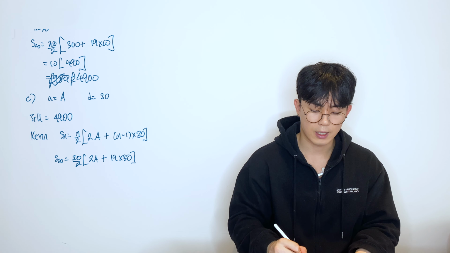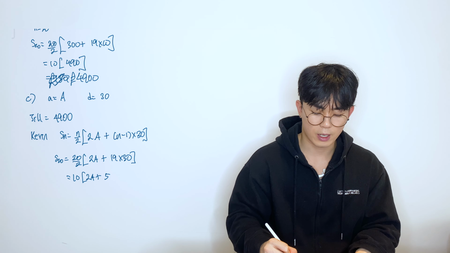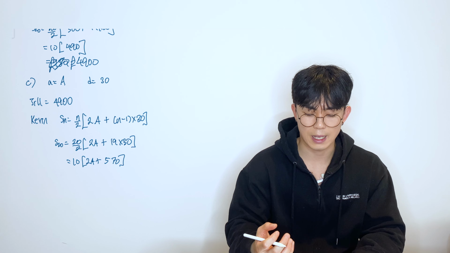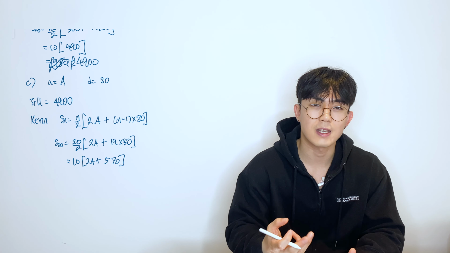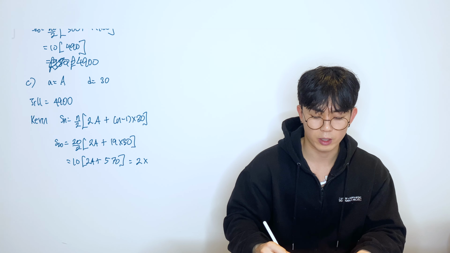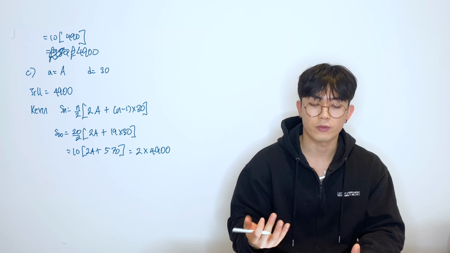Like this. And so we're going to have 10, 2a plus 570. And so this is the amount that Kevin gave in 20 years. As you can see, there's a capital A, so we don't know the specific amount. But we do know that he gave twice as much as Jill. So this we can say is equal to 2 times what Jill gave, and Jill gave £4,900. Knowing this, we can actually find the A now, right?